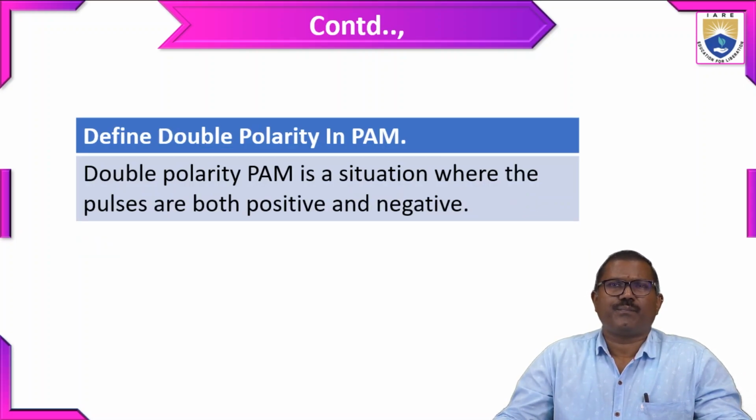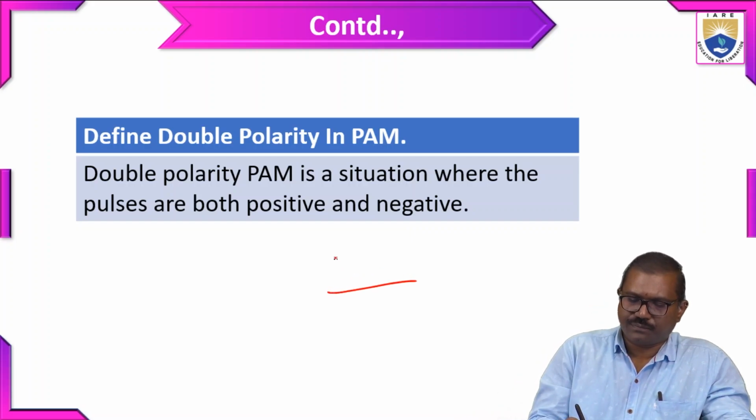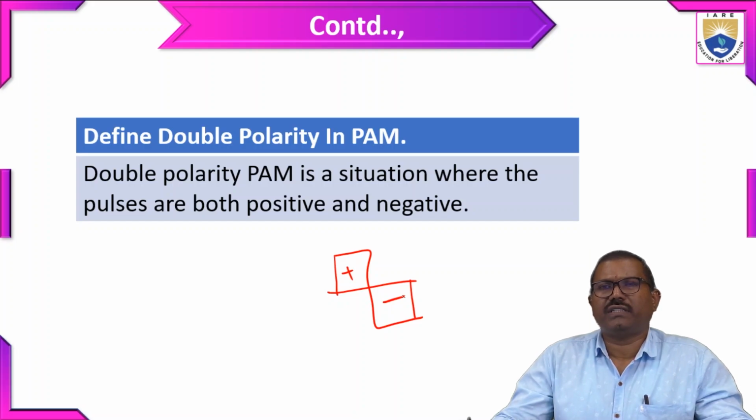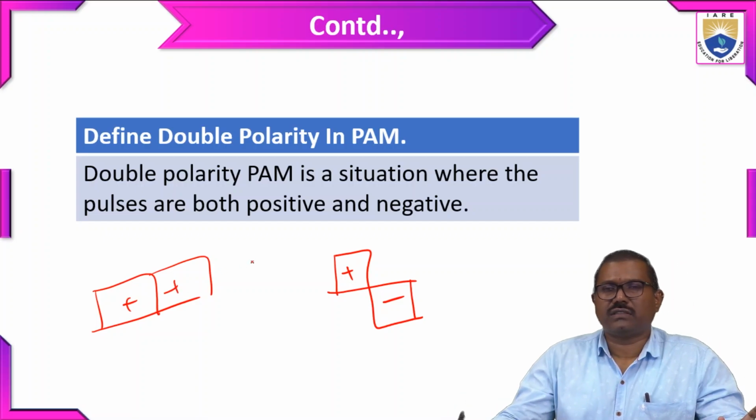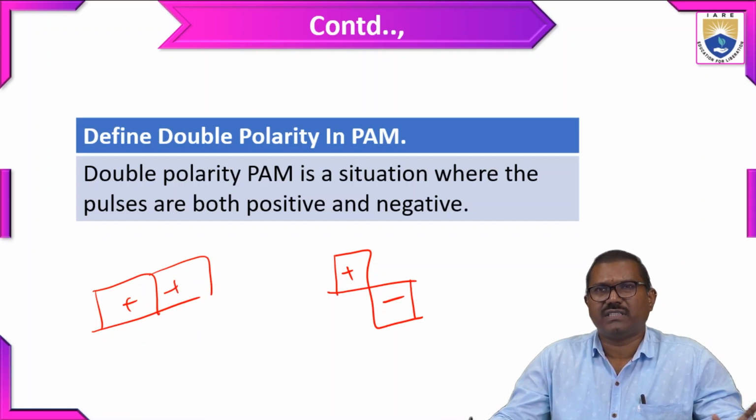Define double polarity in PAM. Double polarity PAM is a situation where the pulses are both positive and negative. That means these are the two cases, positive and minus, two polarities we can show. That is double polarity, whereas in the previous single polarity there are only positives, like positive, positive, with no negative polarity.